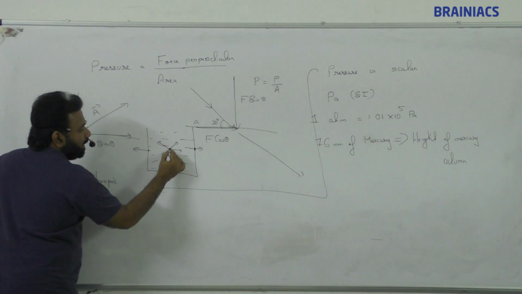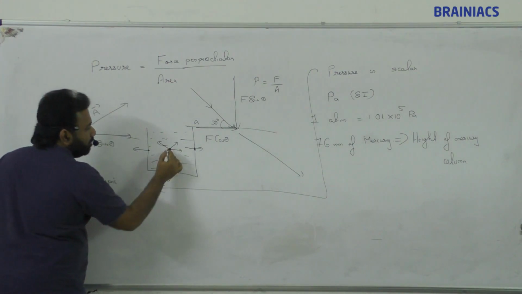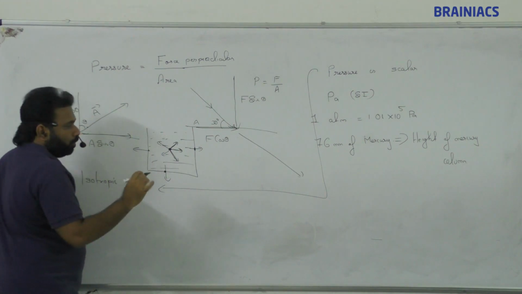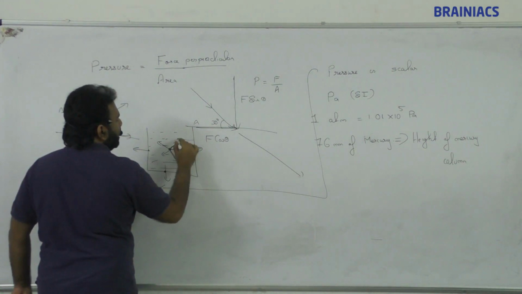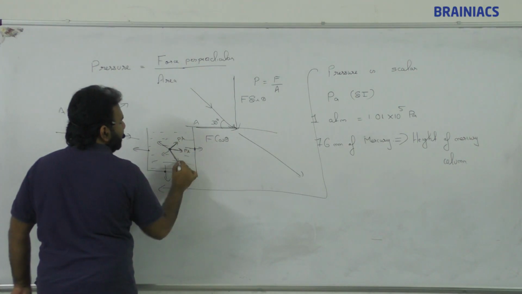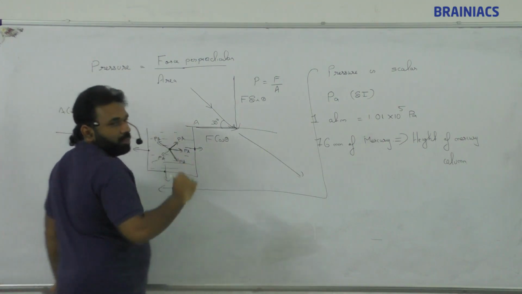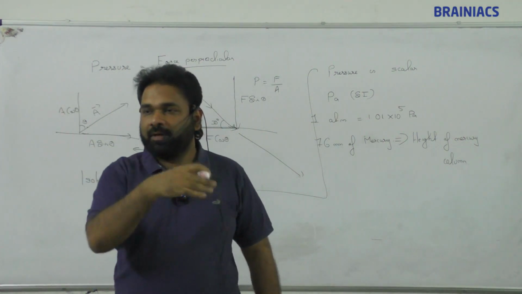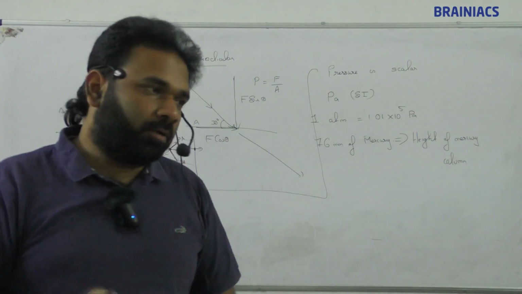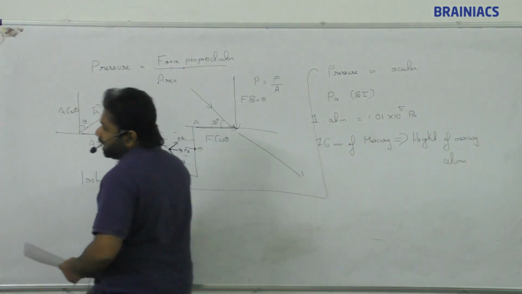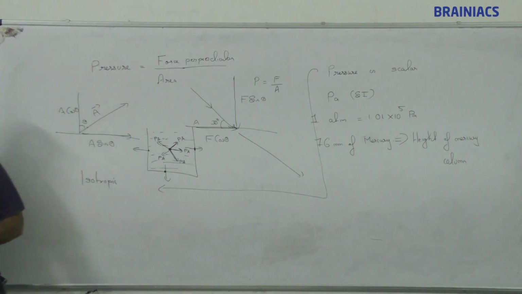Suppose I consider a point like this. When I am showing direction, pressure is isotropic means actually what I should infer is that the force will be acting in every direction. More precisely, force will be acting in every direction. Clear? Because of pressure, force can act in all the directions.